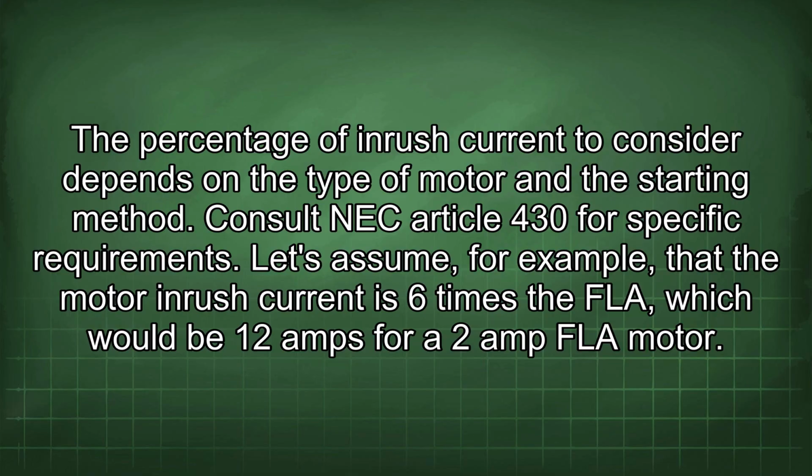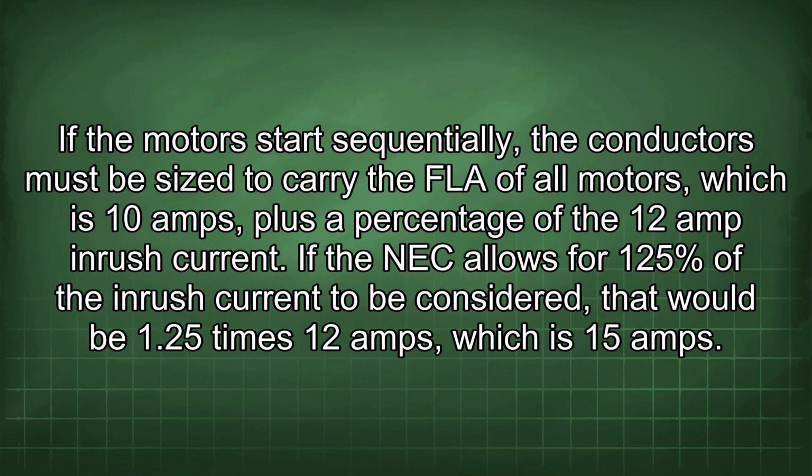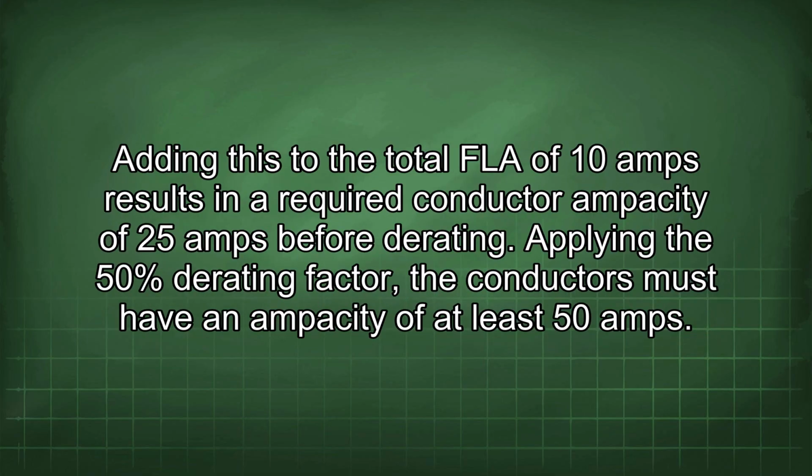Let's assume, for example, that the motor inrush current is 6 times the FLA, which would be 12 amps for a 2 amp FLA motor. If the motors start sequentially, the conductors must be sized to carry the FLA of all motors, which is 10 amps, plus a percentage of the 12 amp inrush current. If the NEC allows for 125% of the inrush current to be considered, that would be 1.25 times 12 amps, which is 15 amps. Adding this to the total FLA of 10 amps results in a required conductor ampacity of 25 amps before derating. Applying the 50% derating factor, the conductors must have an ampacity of at least 50 amps.